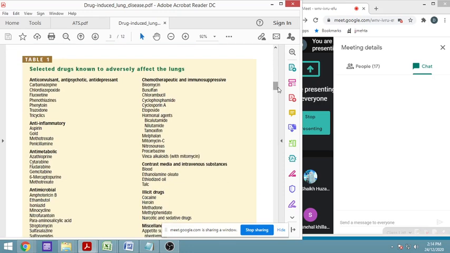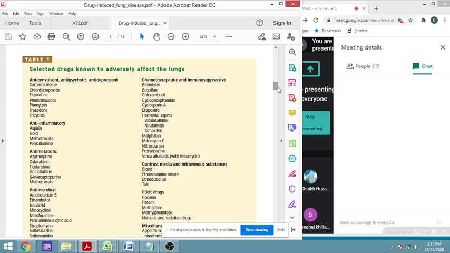Examples are drugs from the classes of anticonvulsants, antipsychotics and antidepressants, such as carbamazepine, chlordiazepoxide, fluoxetine, phenothiazine, phenytoin, trazodone and tricyclics. This we shall be studying in CNS. Anti-inflammatory drugs like aspirin, gold, methotrexate, penicillamine. You might have studied this when you saw autacoids, because aspirin causes inhibition of prostaglandin.